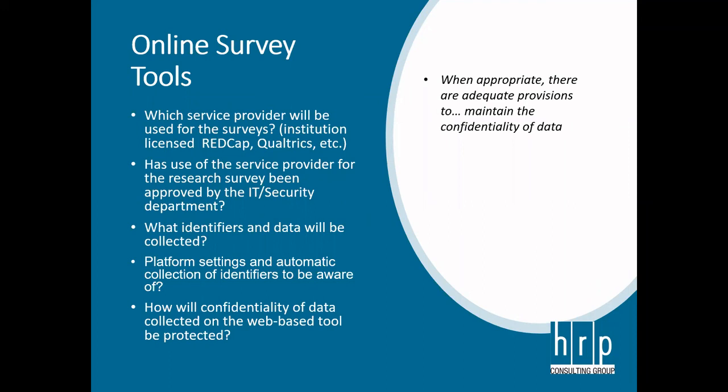The submission should also address, has the service provider for the research been approved by the IT security department? Is this a particular tool that's been approved for this type of research? What identifiers and data will be collected? What about the platform settings and automatic collection of identifiers? Is there any of that to be aware of? There are a lot of platforms out there that automatically collect identifiers like IP address or email address, and sometimes the settings need to be adjusted in order to turn that off if the researcher is not proposing to collect that information.